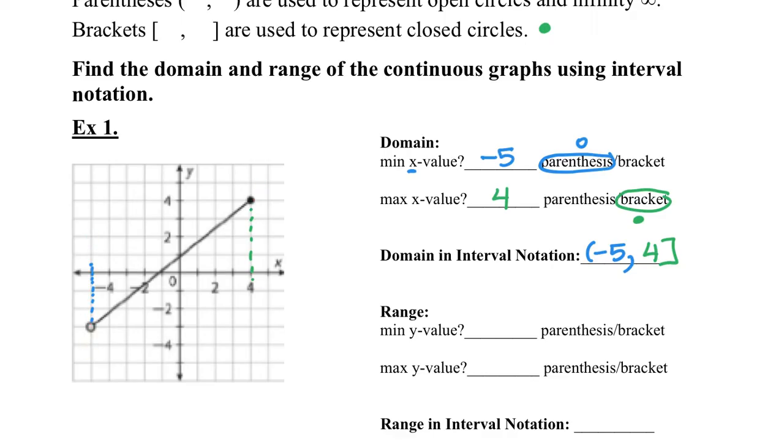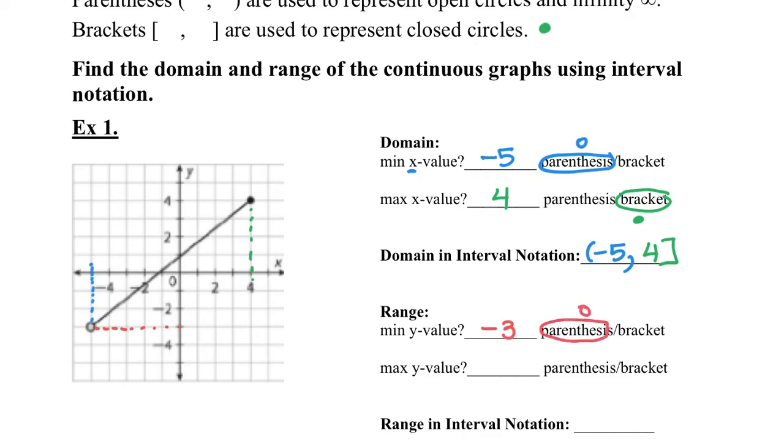Now the range is the y values. So I'm going to start with the minimum y value. The y-axis is this one. So the minimum y value will be at lowest to highest. The lowest point on this graph is this point right here. This time I only look at the y value. The y coordinate of this point is -3. And because it was an open circle at the lowest point, this will be a parenthesis.